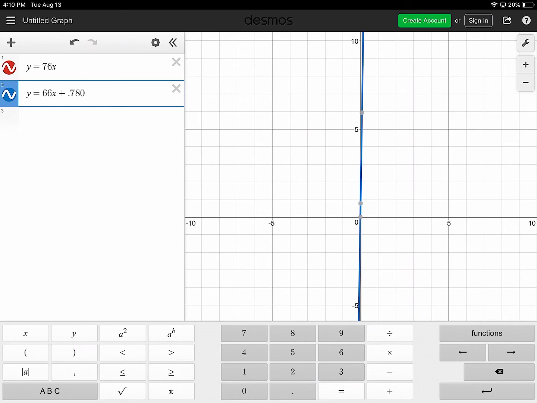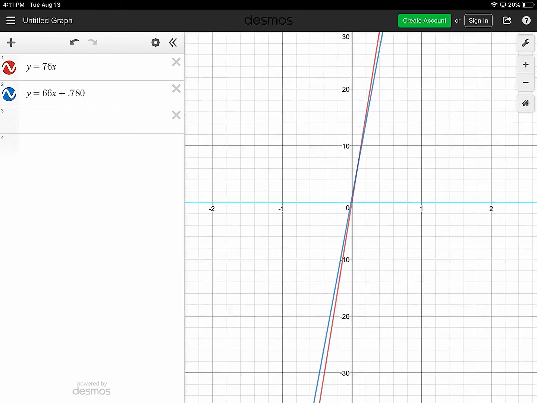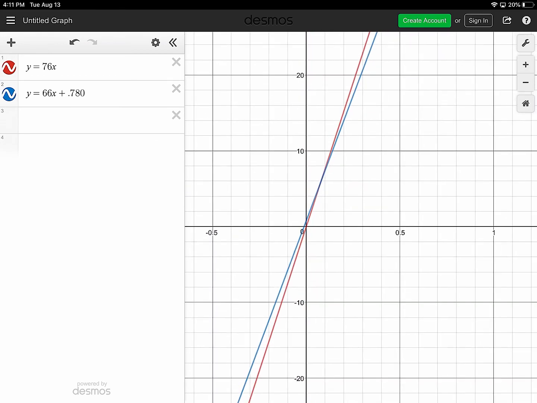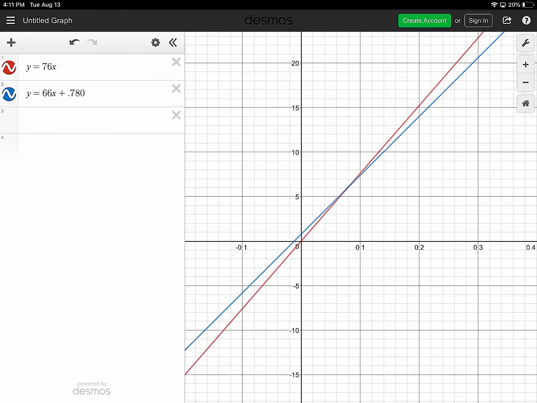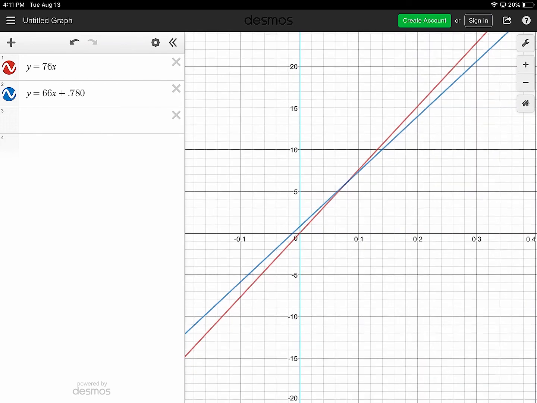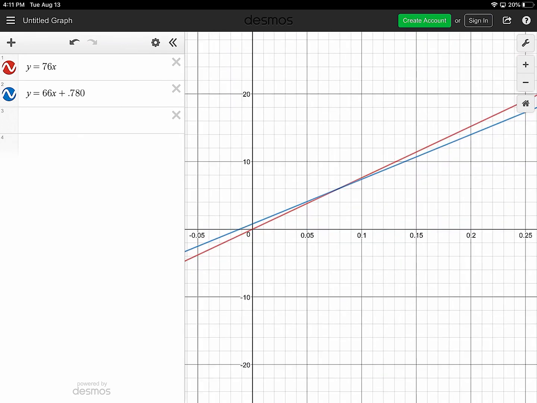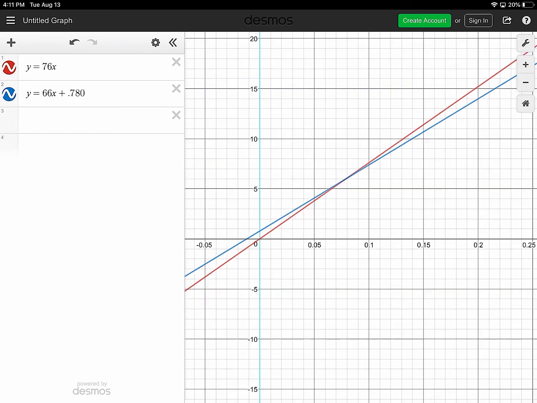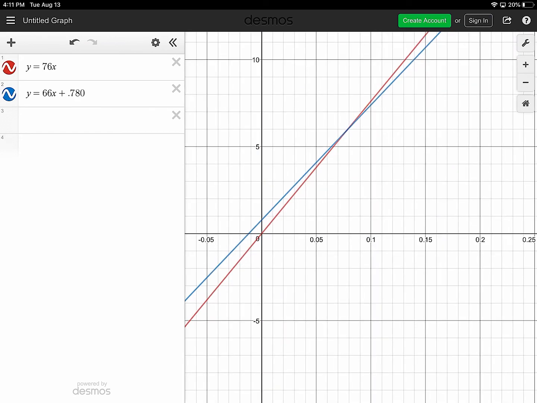And you can see it's made these graphs. Okay, so now we kind of have to zoom in. I can zoom in there a little better. Okay, so you can see for the car, which is in red, its initial position is 0. The truck's initial position is 0.780. You can see that the red slope is steeper because the car is moving faster.